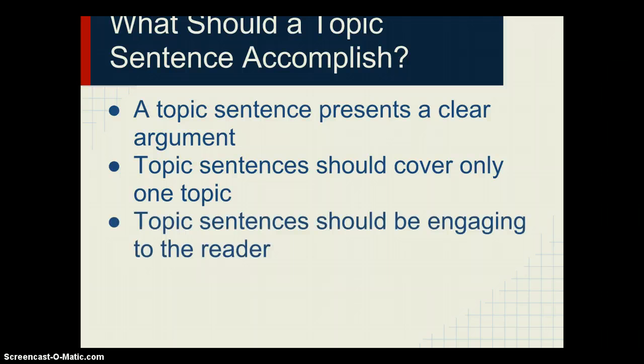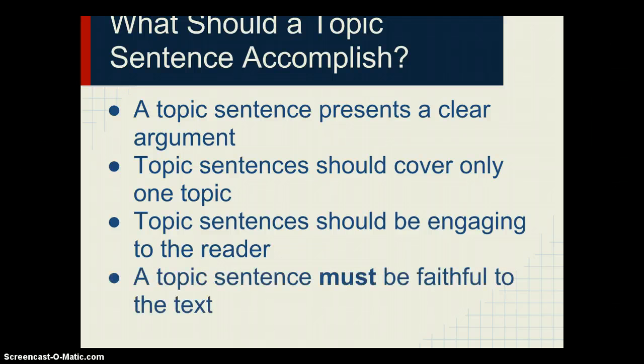A topic sentence should be engaging to the reader. The more you are able to relate your argument to both the text and real life or basic human nature, the more compelling your argument will be to the average person. In other words, you should find a way to explain why your argument matters.